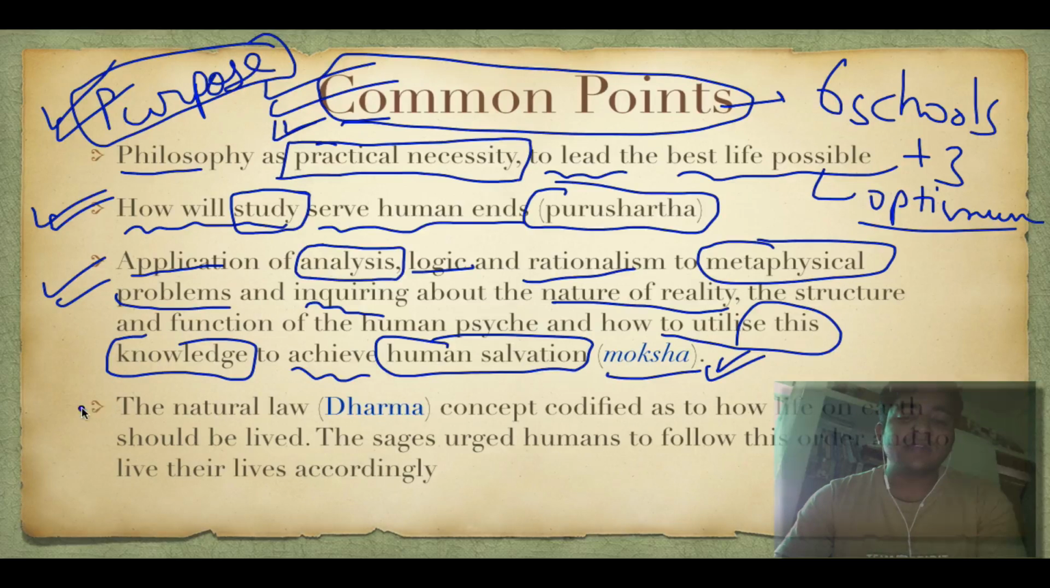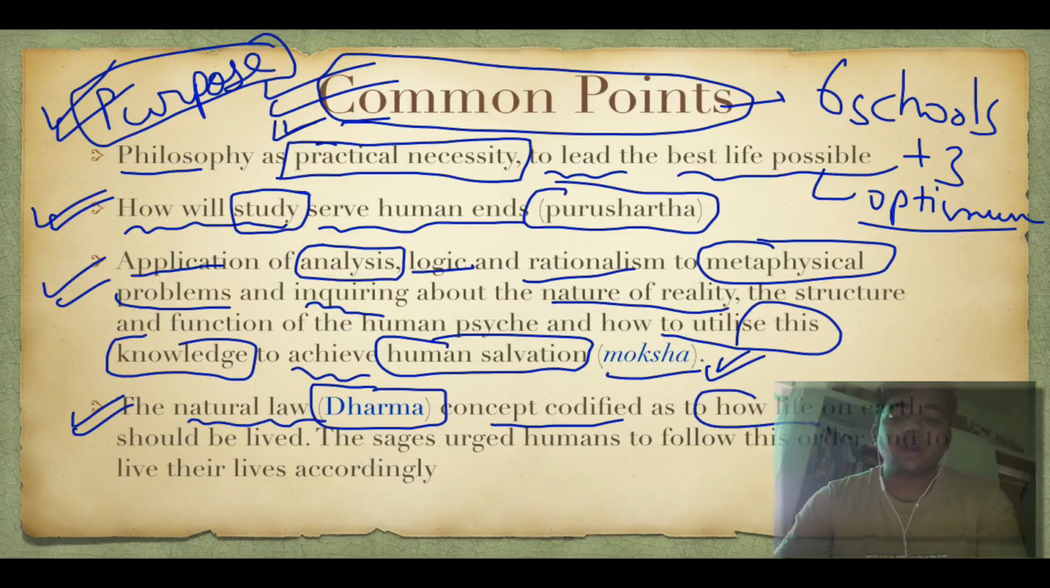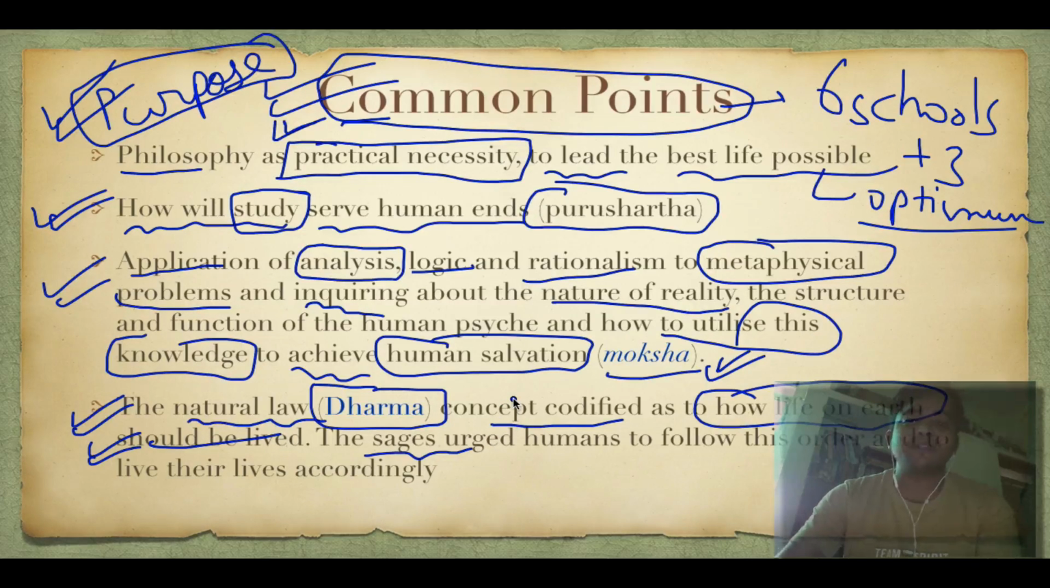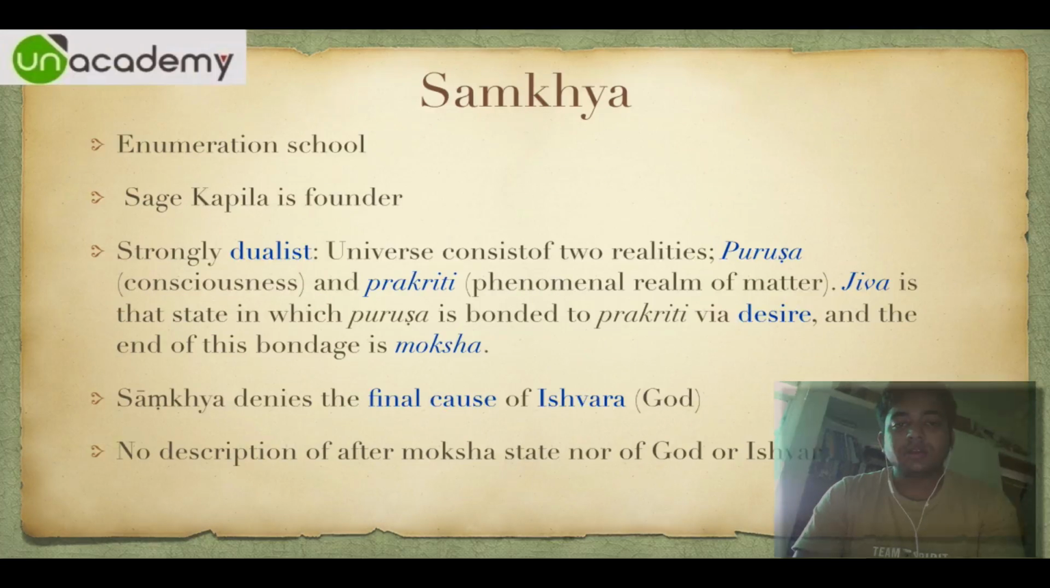And the final thing which all of these emphasized was a natural law, called dharma. It codified how to live life on earth and how life should be lived. The sages, the sants, urged human beings to follow the advice of these philosophers and these schools. These were the common points to all these schools.